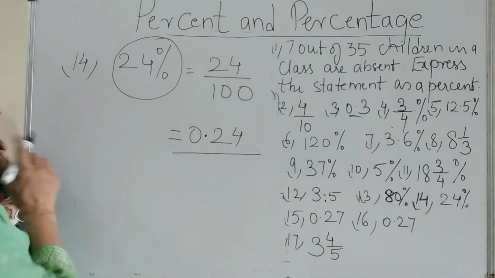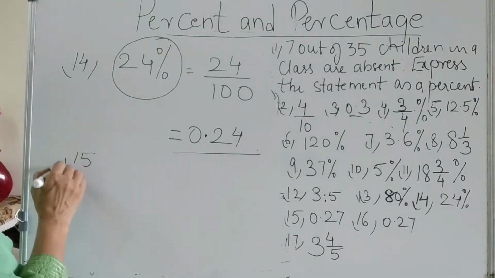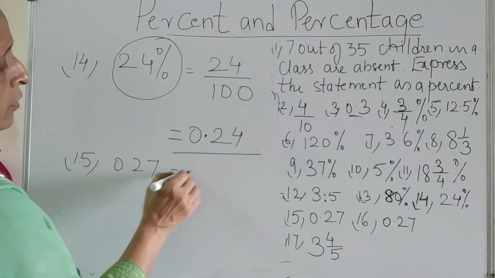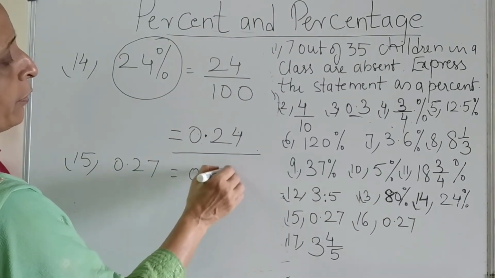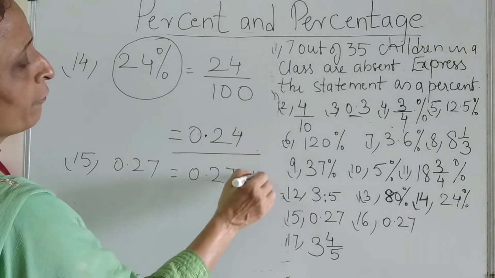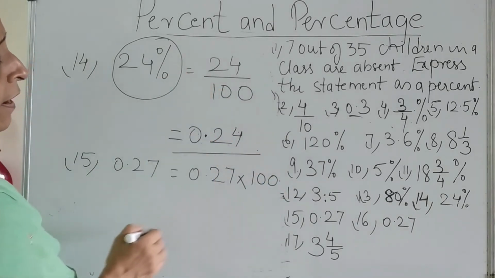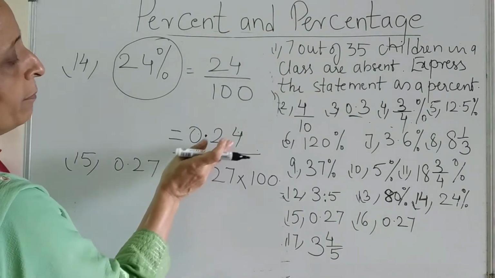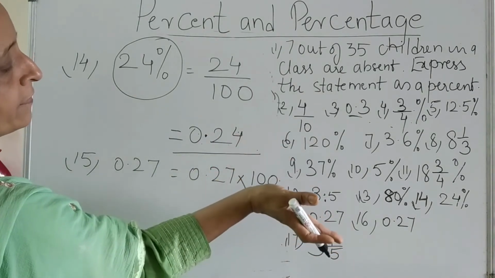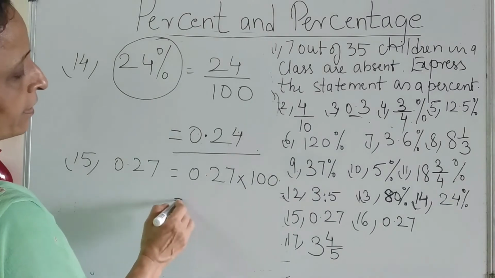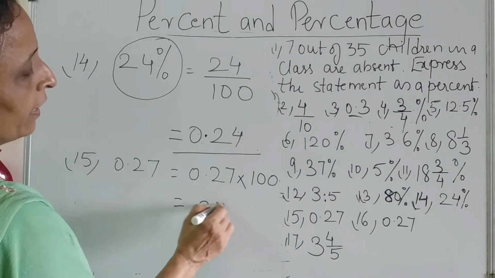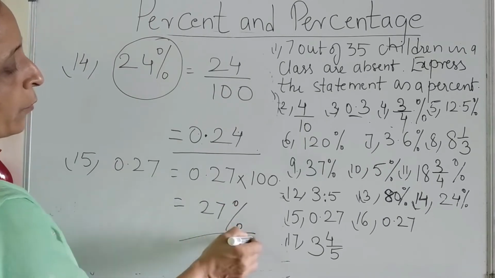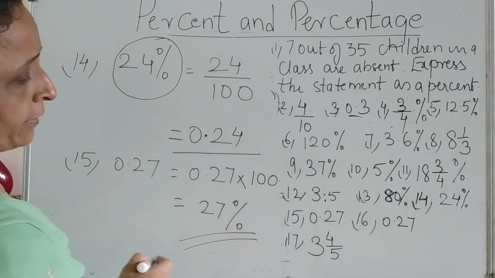Now next is 15, which is given in decimal. It has to be converted into percent. So you have to multiply by 100. Now when it is multiplication, the point will be shifted to the right hand side. So here you get 27%. So now it is converted into percent.